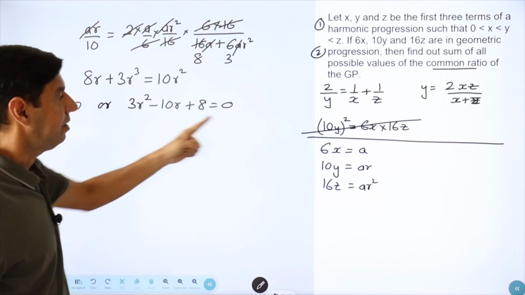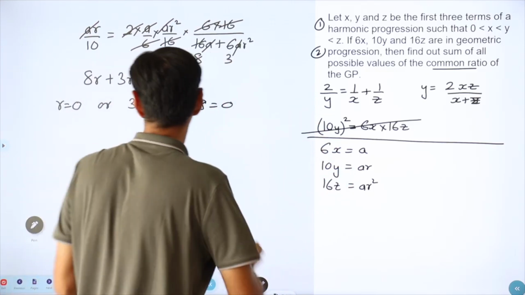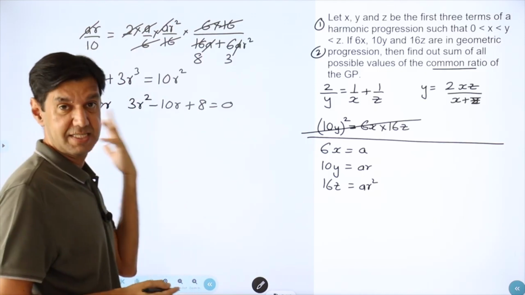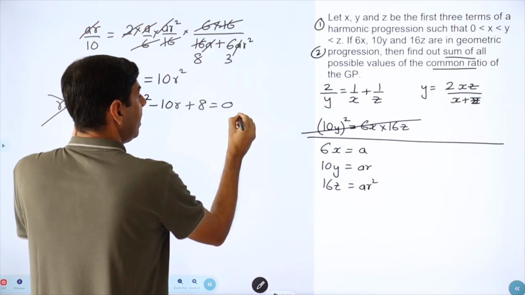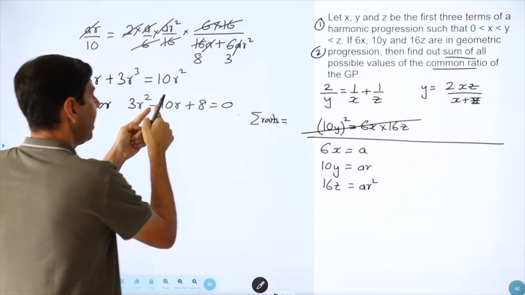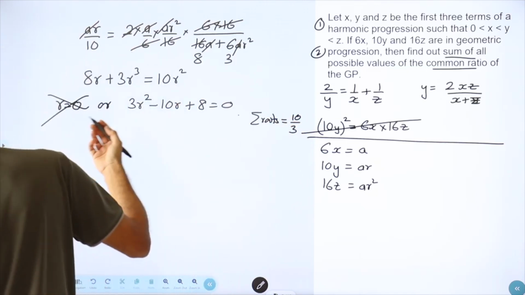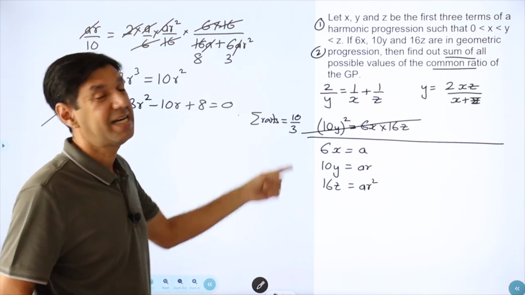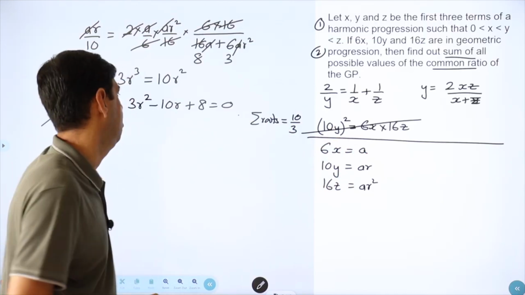Now if r is 0, the common ratio is 0, that means y will become 0, z will become 0. So this is not possible. So you could divide by r and reach here. This is a simple quadratic. It is asking you the sum of all possible values. So one thought: the sum of the roots is nothing but negative b by a, so 10 by 3. But is this a theta type question? Yes, this is a theta type question. So it's unlikely that it's going to have a decimal answer. So there must be something more hidden over here.